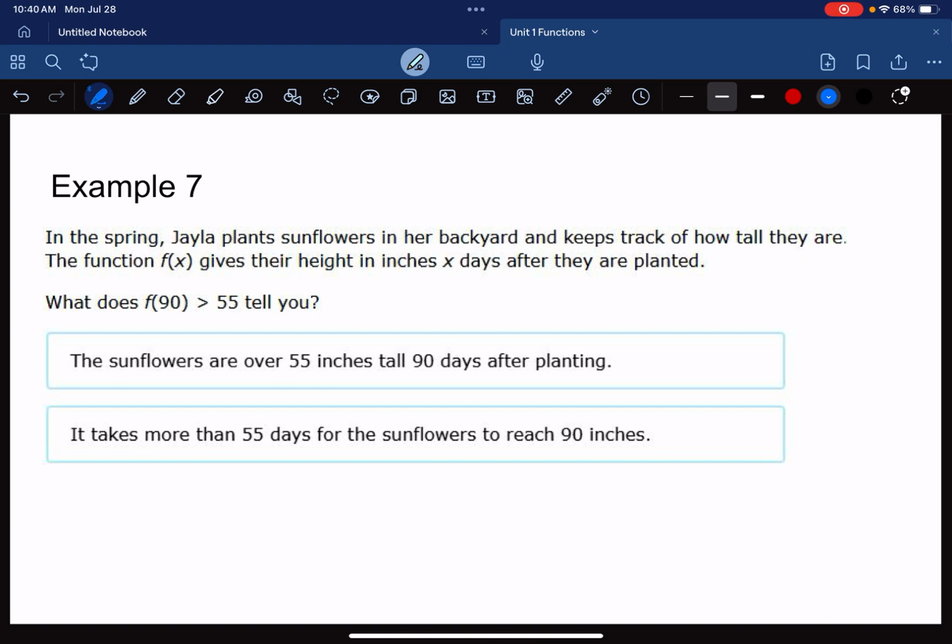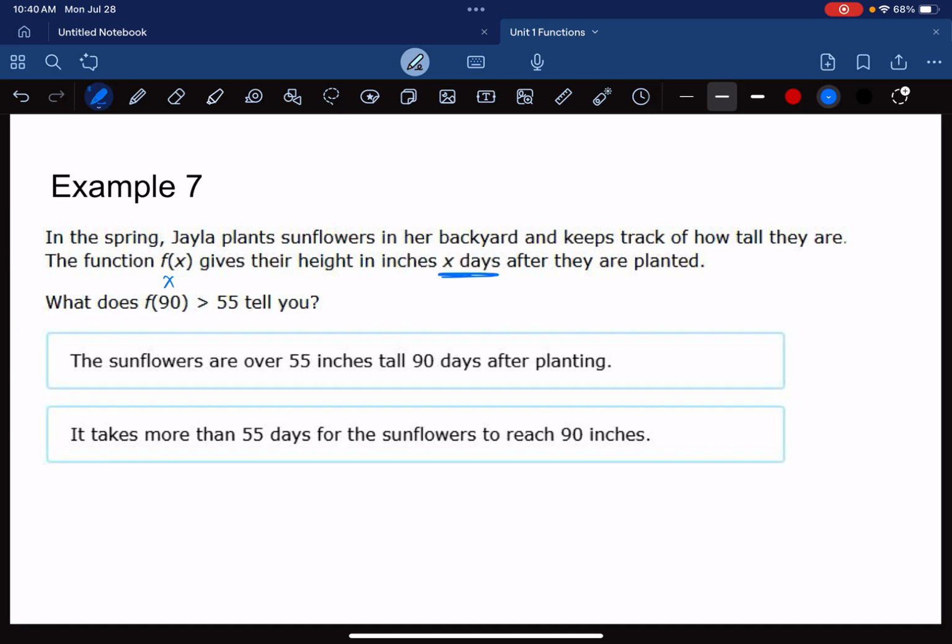All right, in the spring, Jayla plants sunflowers in her backyard and keeps track of how tall they are. The function f of x gives their height in inches, x days after they are planted. So here, x represents days that are planted. So it says, what does f of 90 is greater than 55 tell you? Well, the sunflowers are over 55 inches tall 90 days after planting, or it takes more than 55 days for it to reach a height of 90 inches. Well, 90 in the problem represents x days. 90 is the x value.